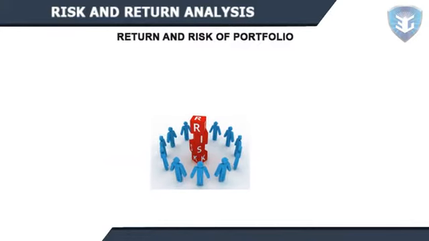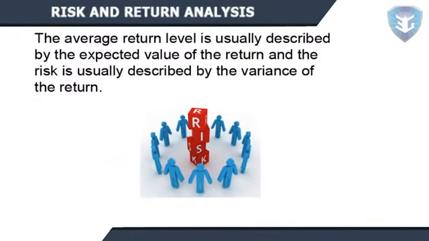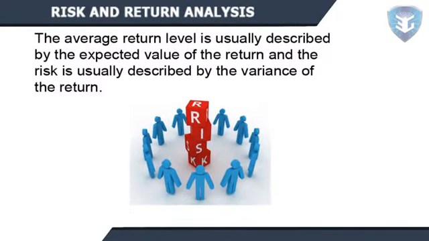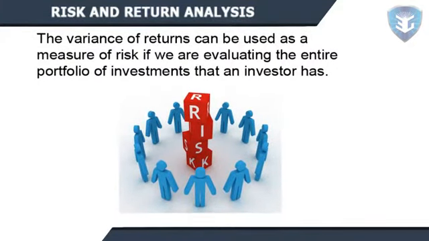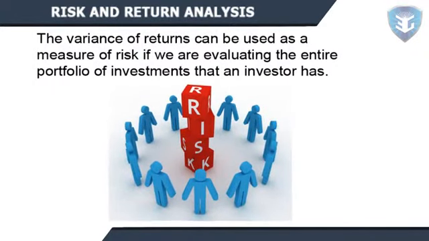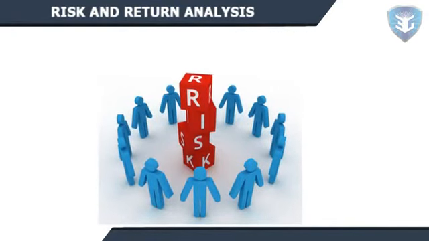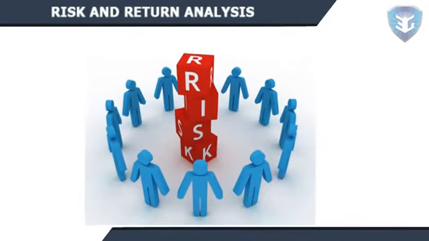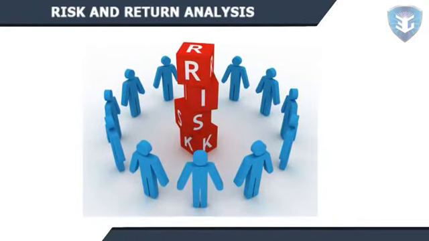Return and risk of portfolio. The average return level is usually described by the expected value of the return, and the risk is usually described by the variance of the return. The variance of returns can be used as a measure of risk if we are evaluating the entire portfolio of investments that an investor has. The return on a portfolio of assets is calculated as, where Ri is the expected return on asset i and Wi is the weight of asset i in the portfolio.